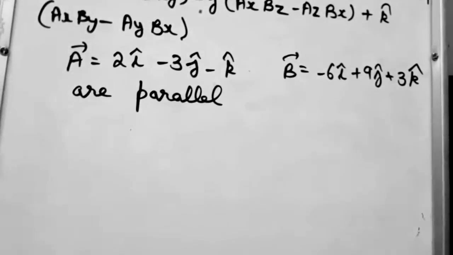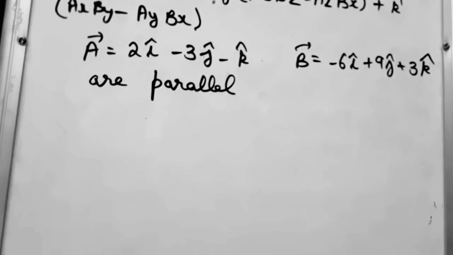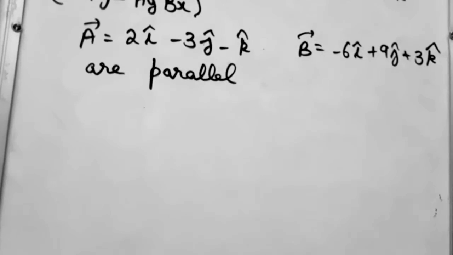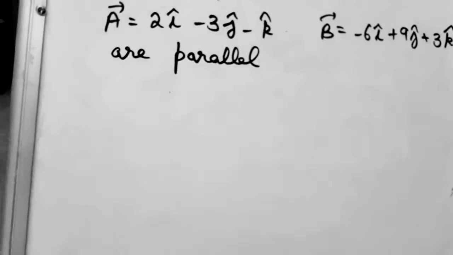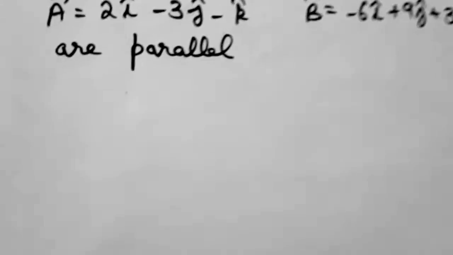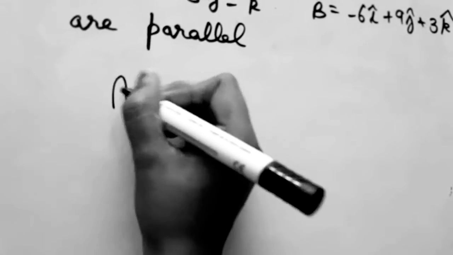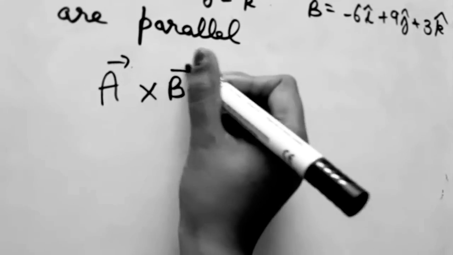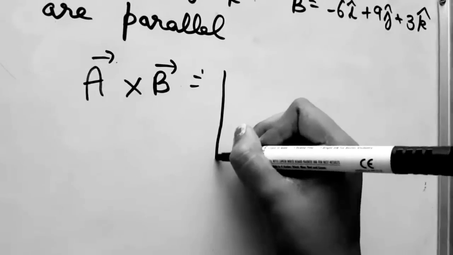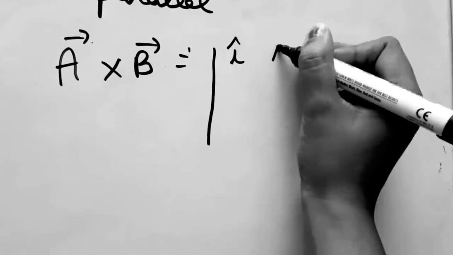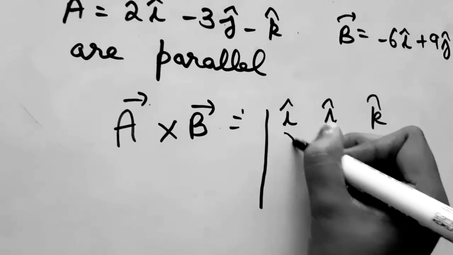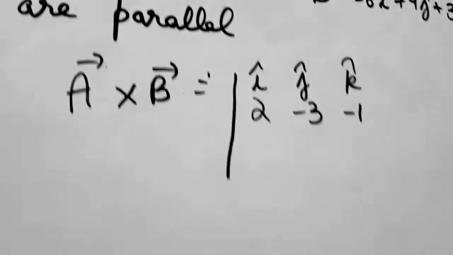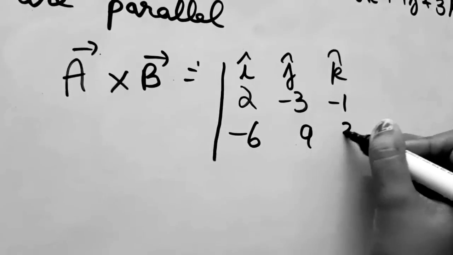This is the example. Here we have been given two vectors, A vector and B vector, and we have to prove that these two vectors are parallel. If we have to show them parallel, it means we have to show that their cross product is 0. So first of all we will find the cross product of A vector cross B vector. First of all we will write the determinant here. Here we have i cap, j cap, k cap. Here we will write the components of A: 2, -3, -1, and of B: -6, 9, 3.